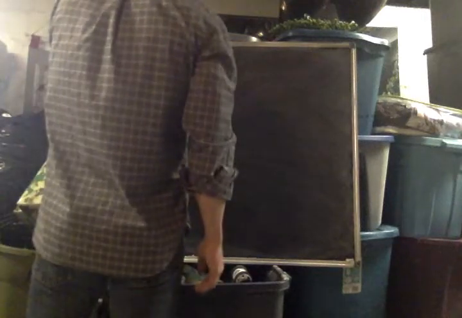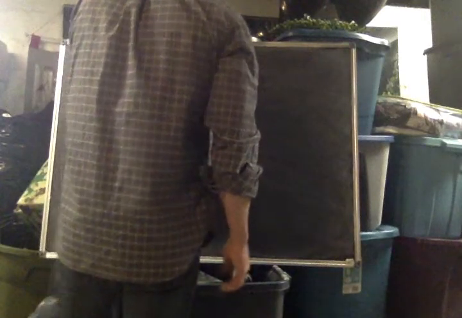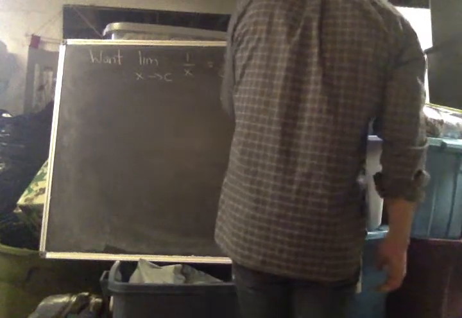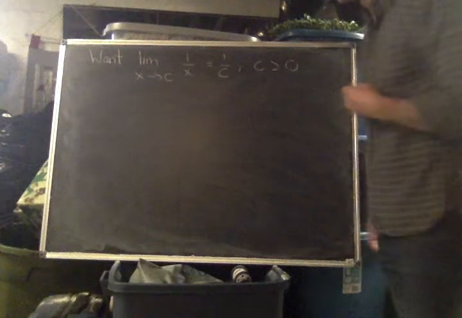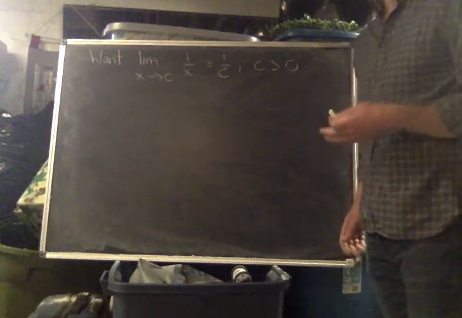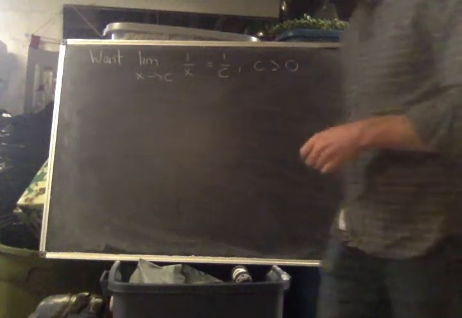All right, so back to the matter at hand. So let's recall. We want the limit as x approaches c of 1 over x to be equal to 1 over c. And here we're assuming, for the sake of simplicity, that c is greater than 0. This works just fine if c is less than 0 as well. It just makes the proof a little bit easier.